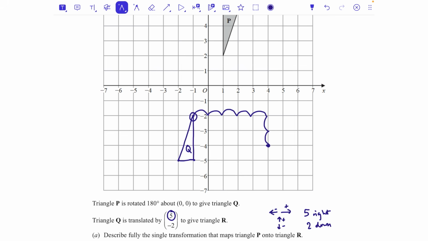That is now the top of my new shape. And you could do that with each coordinate, or you can just draw it from there, but remembering that you're going to the same point that you started from. So there we go, that's R.